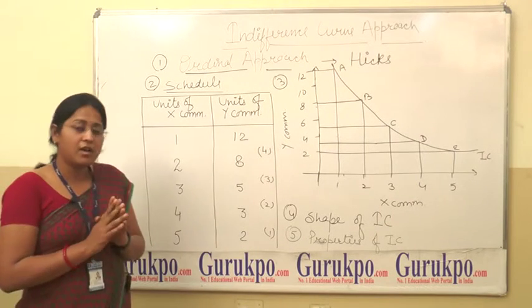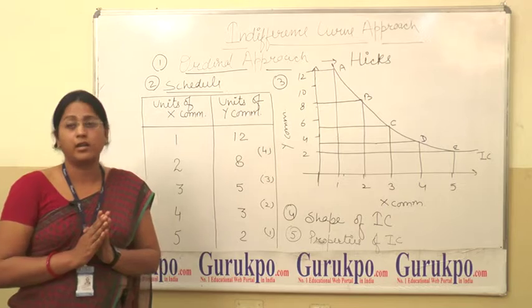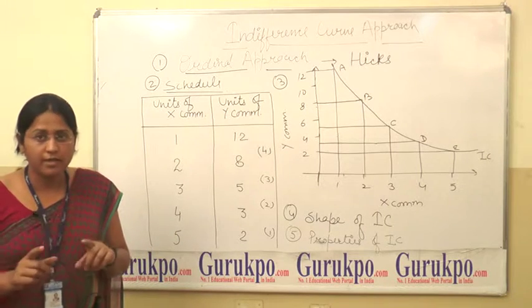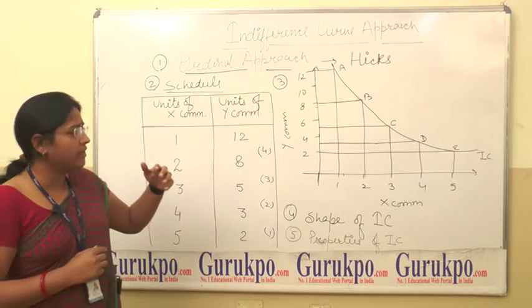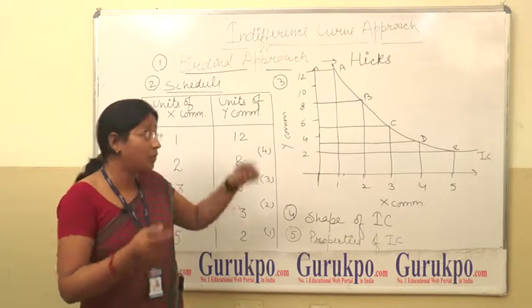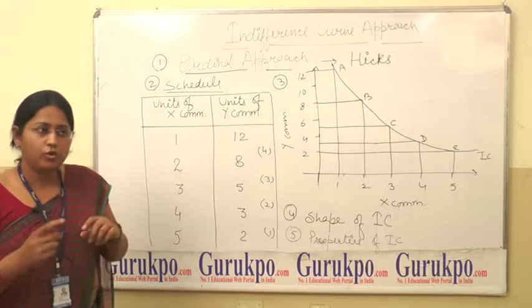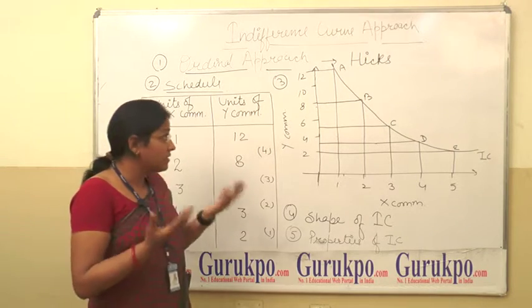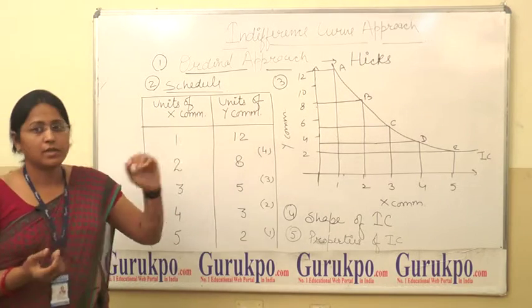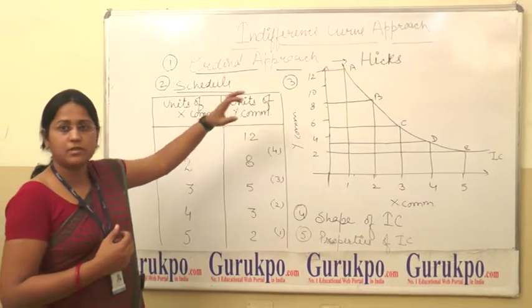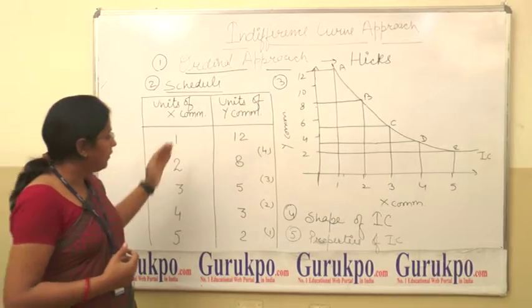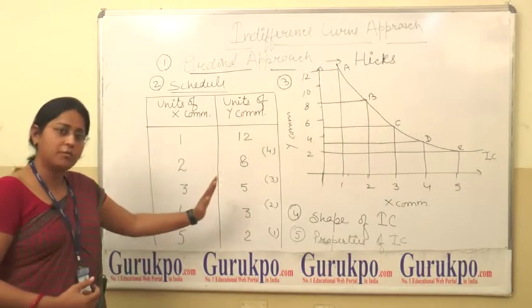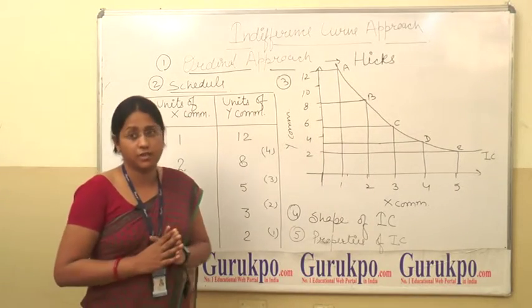Hicks says we can't measure utility in cardinal numbers because utility is psychological, so we can't give it a number, but yes, we can give it an order only. So to explain his ordinal approach, Hicks takes the help of the indifference curve. An indifference curve is a curve which shows the various combinations of two commodities which give the same satisfaction.